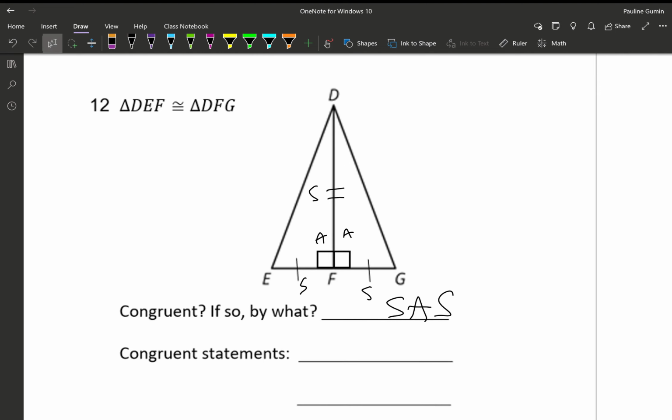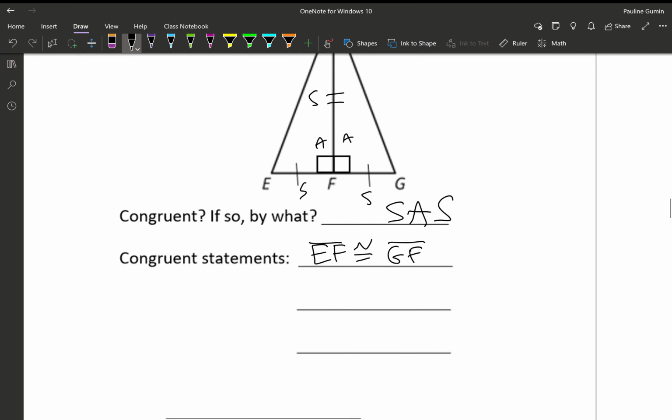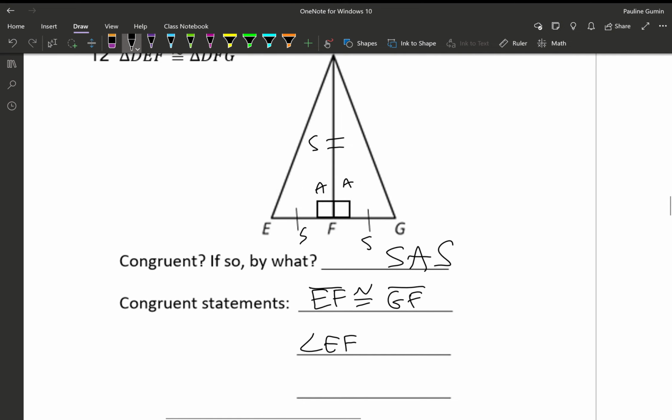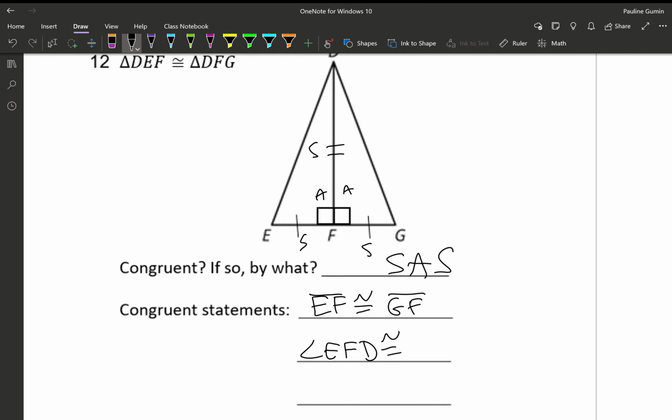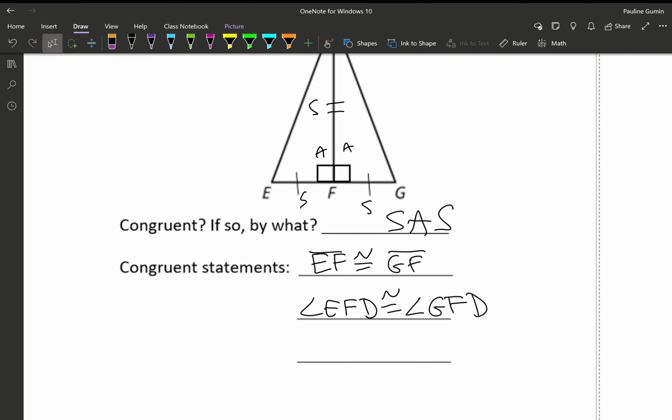I'm going to write down the ones with 1 tick mark. EF is congruent to GF. Then I'm going to write down my angles. Angle EFD, what's on top? D, is congruent to angle GFD. Notice that F is in the middle because that's the angle I'm using. And lastly, let's write that middle line. DF is congruent to DF.